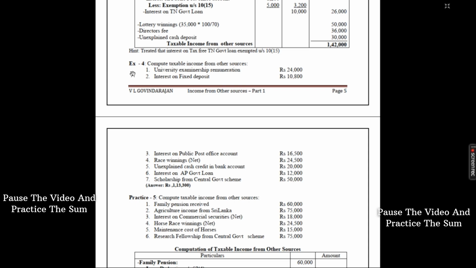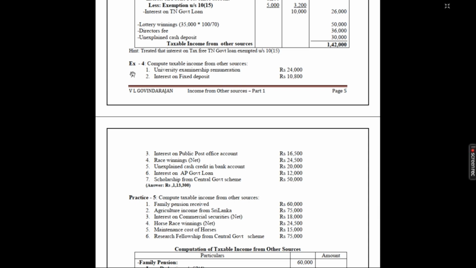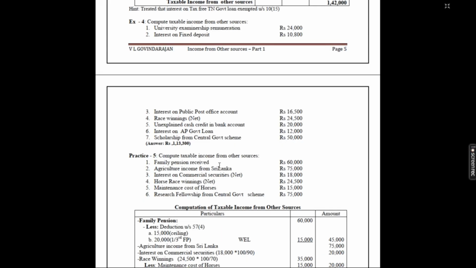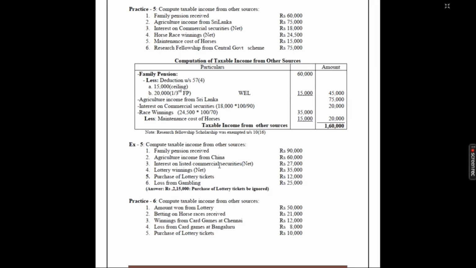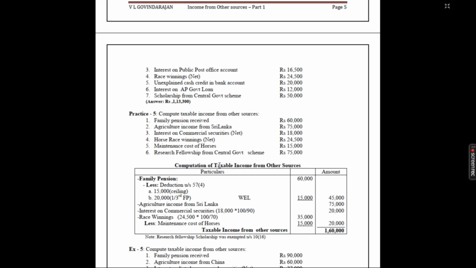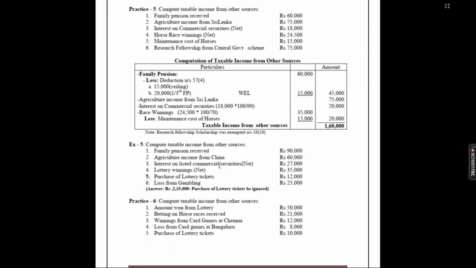Now let us see practice 5. Compute taxable income from other sources. Family pension received 60,000. For family pension, we can claim the deduction under 57(iia). Rupees 15,000 is the ceiling amount, or one third of family pension, whichever is the least, is allowed as a deduction. Out of 60,000, 15,000 was exempted, balance only is taxable.